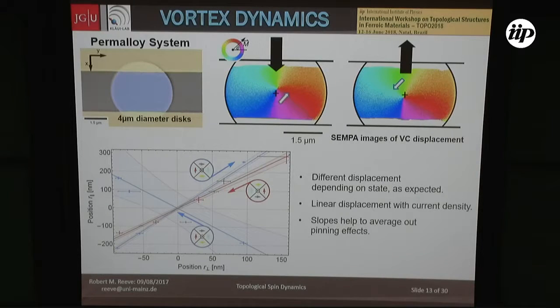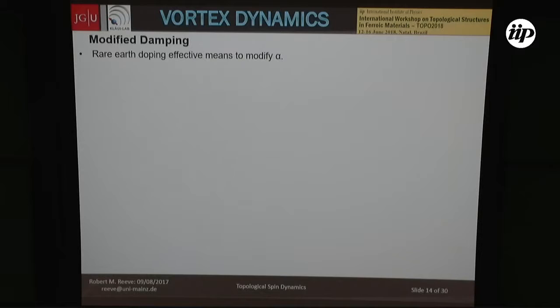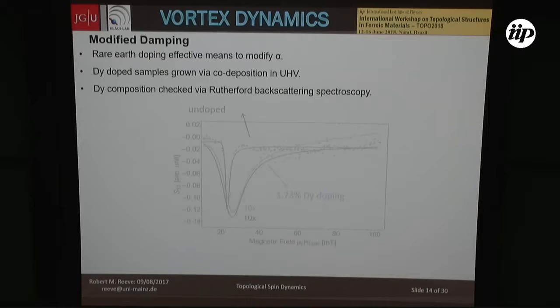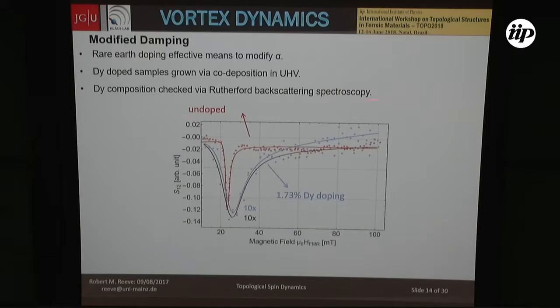So what we are in particular interested in is to see how this non-adiabaticity changes if we change the damping of the system. And for that, we move to a doped system where we can modify that damping. And we use dysprosium doping by co-deposition in ultra-high vacuum. So here you can see we use Rutherford backscattering spectroscopy to determine the composition of the films. We're getting around 2% or 1.7% dysprosium doping. And these are the line scans from the FMR. And you can clearly see that for the undoped system, you have a very low line width, whereas you're getting a much larger line width for the doped systems, consistent with a much higher damping. And you're getting a good agreement between these two cases of different batches of films with nominally the same damping.